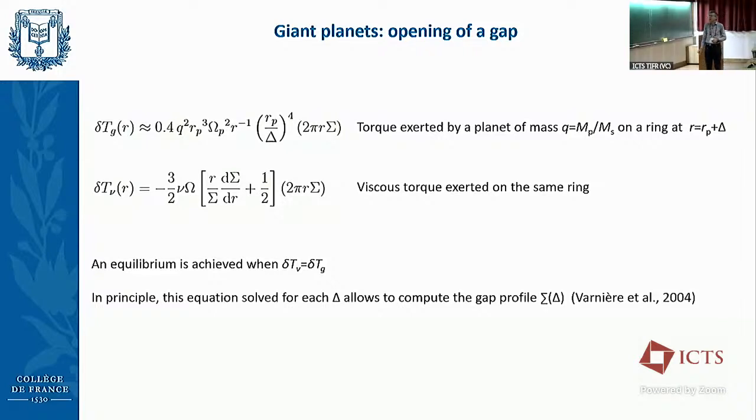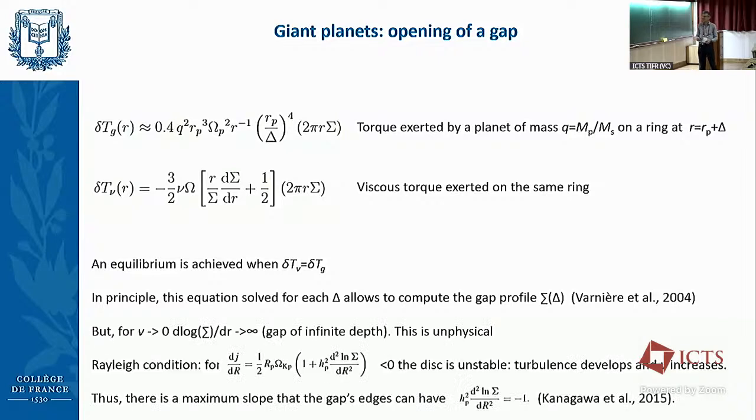It works pretty well for disks that have a strong viscosity, and the formula fails when the viscosity is weak, because, of course, if the viscosity is weak, the coefficient in front becomes small, so this torque becomes very weak. And so this formula would predict gigantic gaps, very deep and gigantic gaps for small viscosity, and even infinite gaps for vanishing viscosity, which is not really feasible.